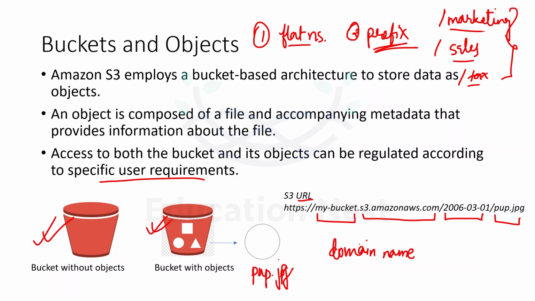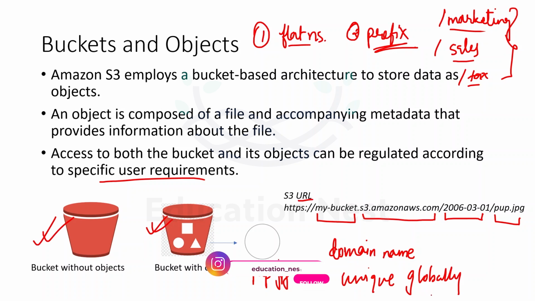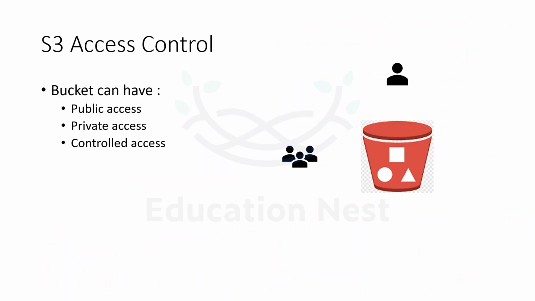Because of that reason, your S3 bucket name should be unique. Unique globally. You cannot have a bucket name which is already inside of your account or already present in someone else's account. So it should be globally unique, right? The next thing is access control.